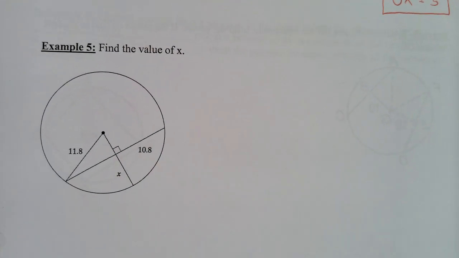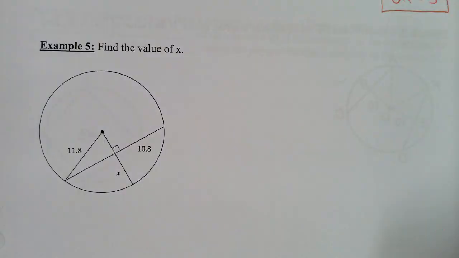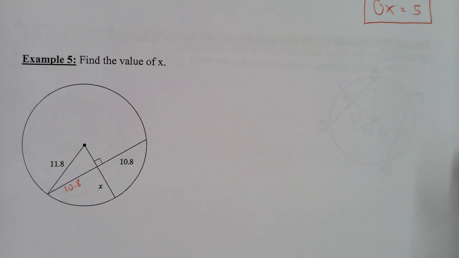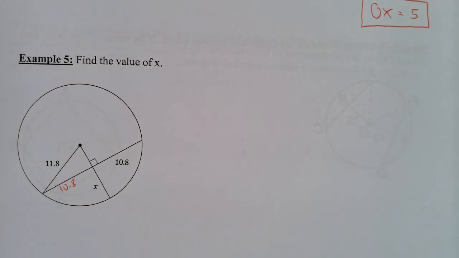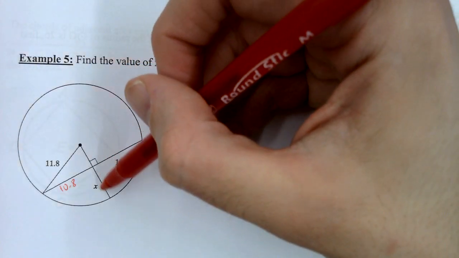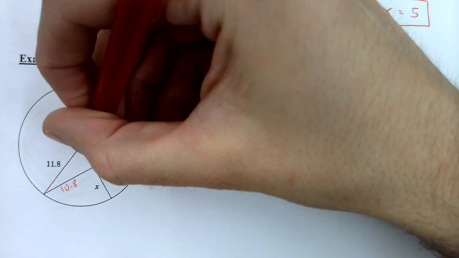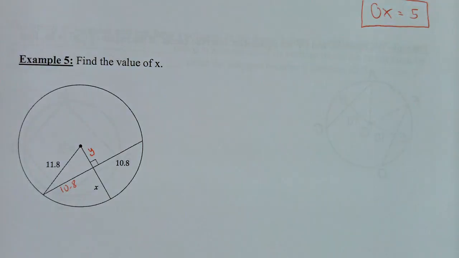Here we go. Example 5, find the value of X. So we have a radius that's perpendicular to a chord. So it means it bisects the chord. So if this part of the chord is 10.8, then this part is also going to be 10.8. Now, X is not pointing to the entire radius. Okay, in case that's ever not clear, X is just the bottom part. Okay, so here's what I'm going to do. I'll call this part Y. I'm going to use the Pythagorean theorem to solve for Y, and then I'll find X.